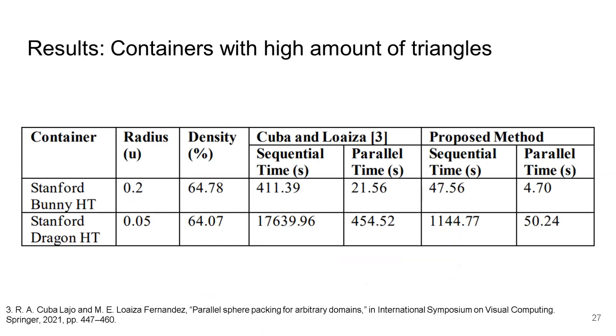The vessels with Stanford Bunny are provided with radius 0.2. The density is 64%. In the previous method, parallel time is 21 seconds, and the improved method parallel time is 4 seconds. This is a great difference. In Stanford Dragon HD, the radius used is 0.05, the density is 64%. The previous method parallel time is 45.4 seconds, and the proposed method is 50 seconds, equal differences. Is good.